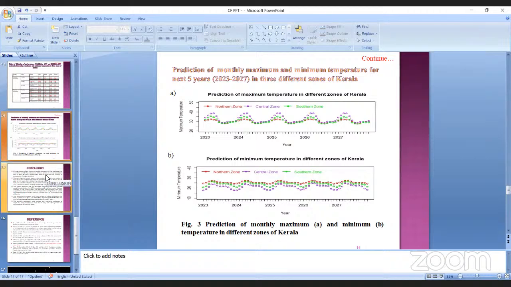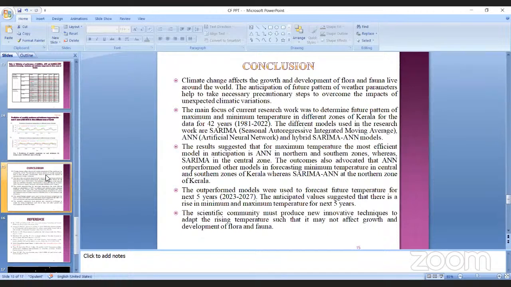So my conclusion is that climate change affects the growth and development of flora and fauna. Anticipation of future pattern of weather parameters helps us take the necessary precautionary steps to overcome the impact. The main focus of the current research work was to determine the future pattern of maximum and minimum temperature in different zones of Kerala for 42 years, and the different models were SARIMA, ANN and hybrid SARIMA-ANN models.